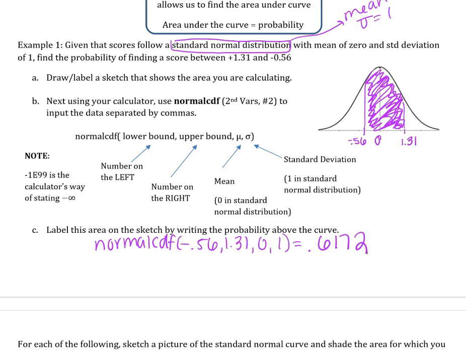Okay, so what that means is if this was like, say, a test, which seems weird to center around 0, we'll get into that. If you were to randomly select a test that was somewhere between 1.31 and -0.56, there's about a 62% chance that you would get a score between those two values. Okay, let's go on to another example.